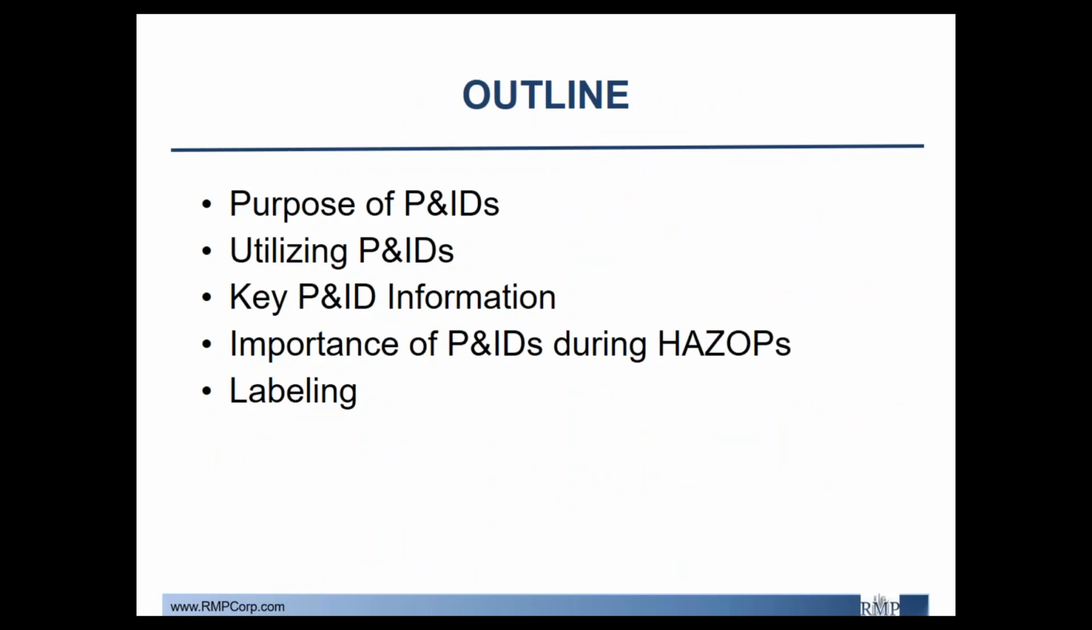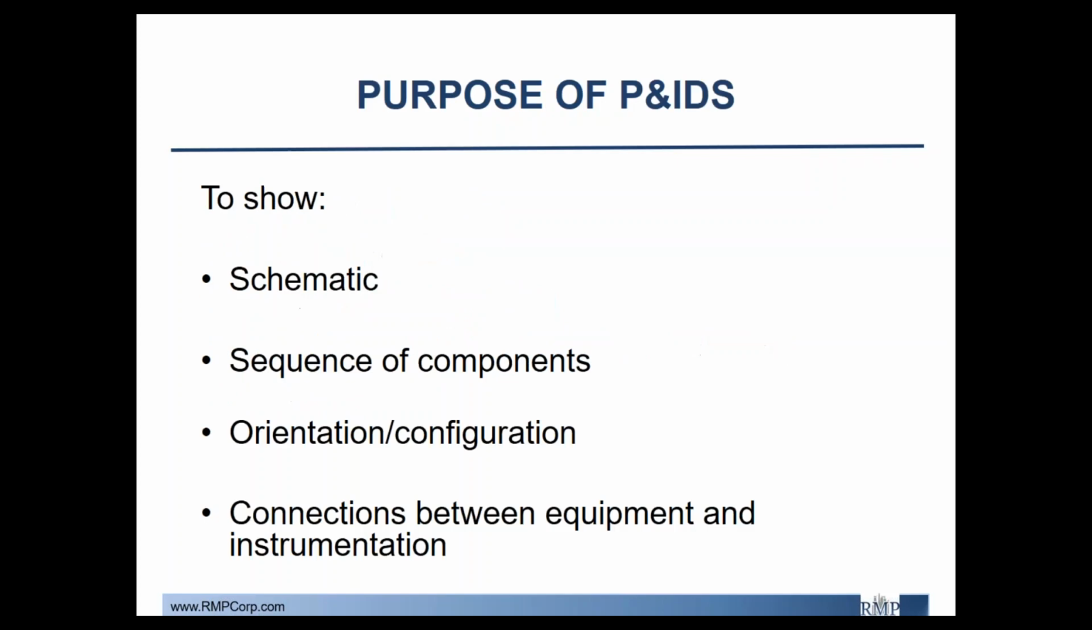Okay, so a quick outline of the presentation. First, I'm going to talk about the purpose of P&IDs, how to utilize them. Just as a disclaimer, I won't be going too much into detail about what P&IDs look like and how they work. We're working on the assumption that you have a basic understanding of how these work. And if there are any questions about P&IDs, feel free to put them in the question box or send us an email. We'll get on them. And then to continue on, we'll talk about the key information that can be found in a P&ID that's useful for HAZOP studies, importance of P&IDs during HAZOPs, and then round it up with some labeling initiatives that facilities should undertake.